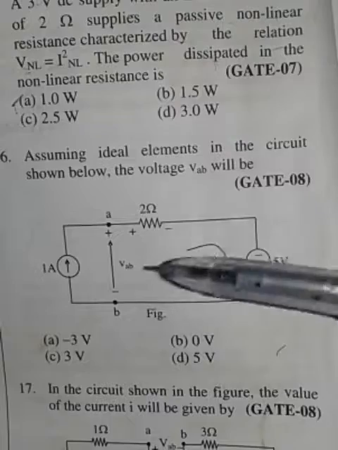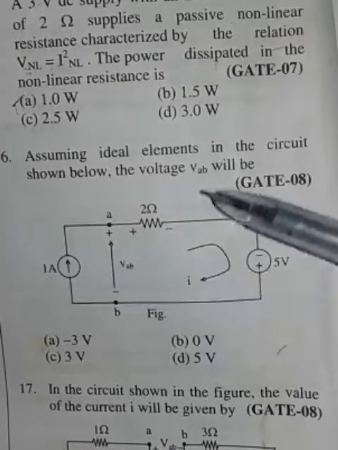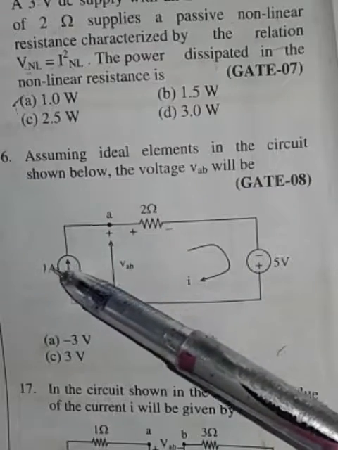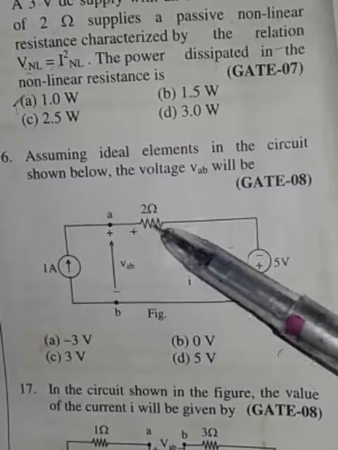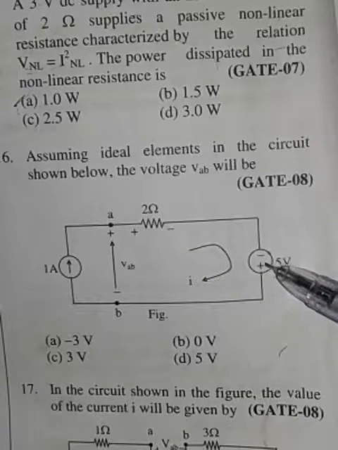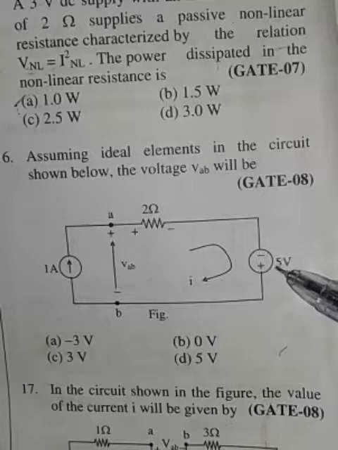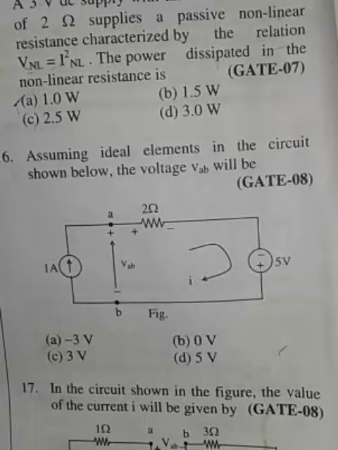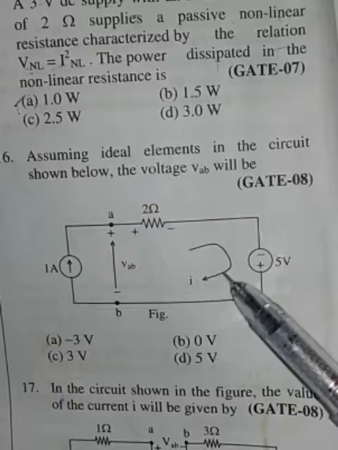Next question. This is the circuit they have given. This is a current source whose value will be 1 ampere. This is flowing through in this way. This is a resistance of 2 ohm and it is flowing through this 5 volt. So they are asking to find out this value. So you no need to worry, simply apply KVL over here.